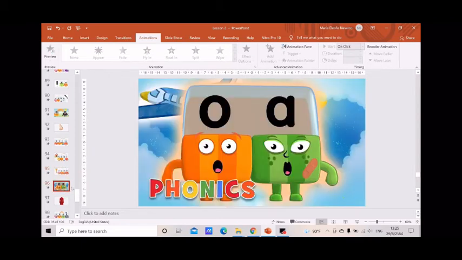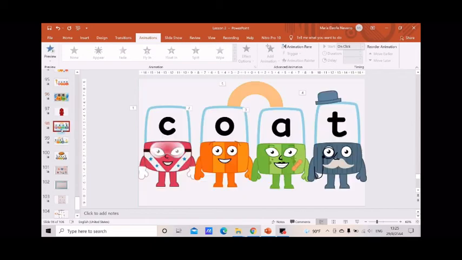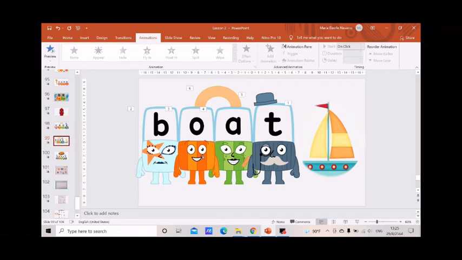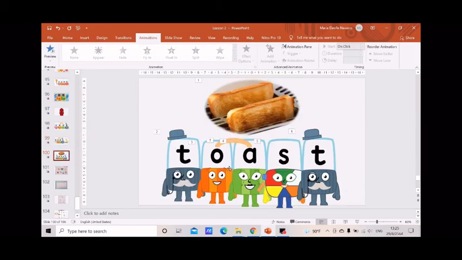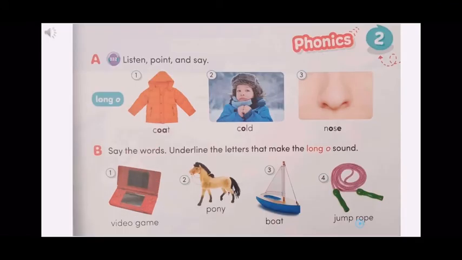Next we have the O and A together. If the O and A go together, the sound of the two letters is one O. So everybody read: coat. Coat. Next, boat. Boat. Next, toast. Toast. All right. Okay, now let's go to your book.